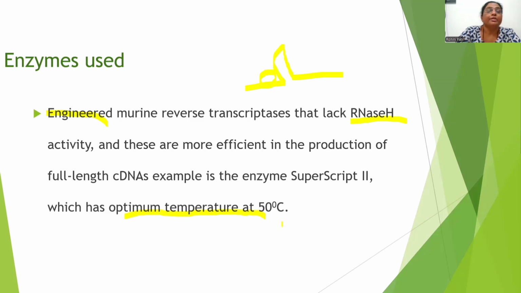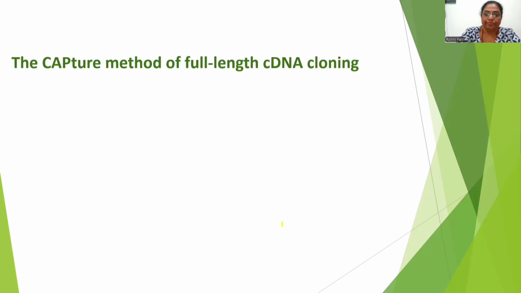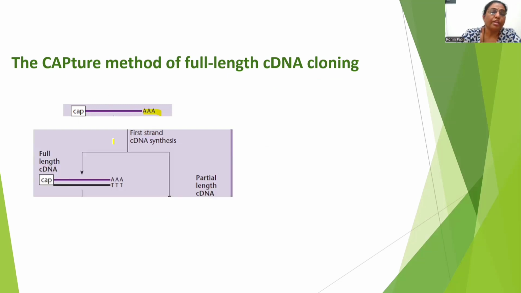Now the next one is the cap capture method. Here this is your mRNA, and this mRNA has a basic structure. It has a 5 prime cap and it has a poly A tail. Here, the first strand of the cDNA is going to be synthesized. The oligo dT primer is designed with the help of the reverse transcriptase, and the first strand is going to be synthesized.